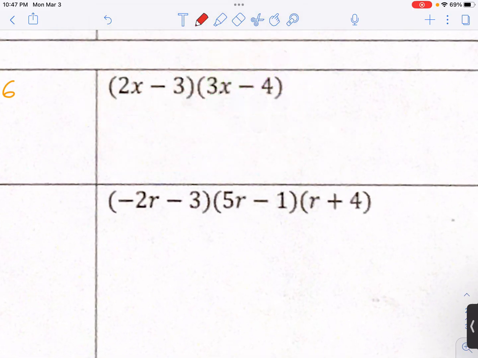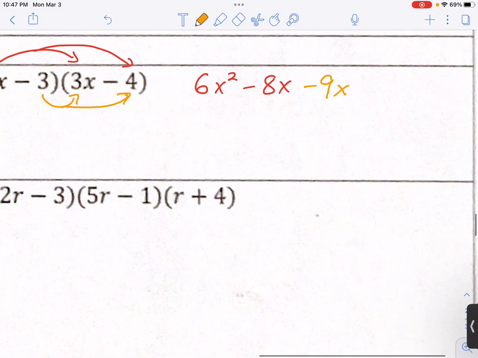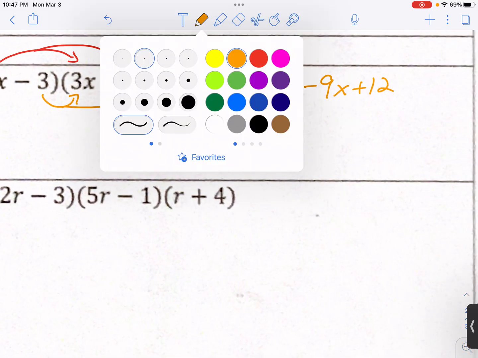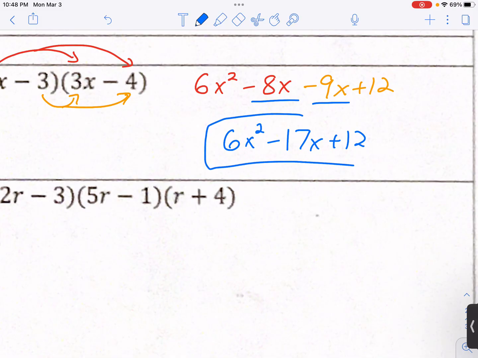Try to do this one. See how you can do. Again, we multiply those front ones, so 6x squared. Next one's going to give me minus 8x. Inside, I get negative 9x. Last, I get positive 12. Combine my like terms, that's going to be negative 17x plus 12 and 6x squared.